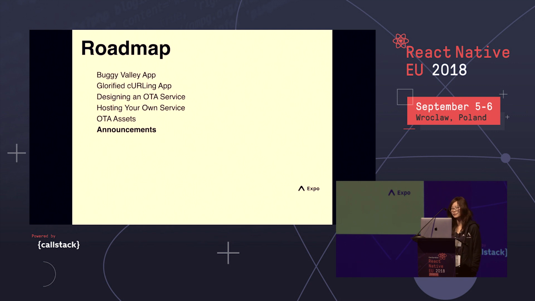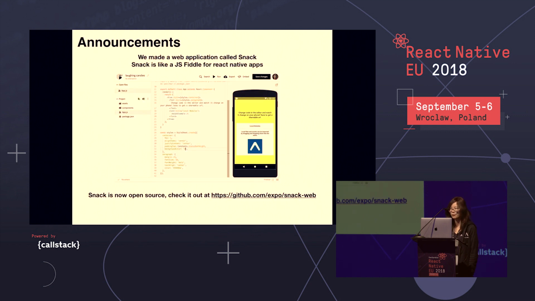All right, so we've talked about how over-the-air updates work, and I do have a couple of announcements to conclude the talk. A while ago, we made a web application called Snack. For those of you who've not seen Snack, Snack is like a JS Fiddle for React Native apps. Say, for example, I go to the Snack website and I make an app, a text editor shows up, and I make the background color yellow, and I can see it loading on my phone. I can type in blue in the text editor, and it hot reloads on my phone. And so that's basically Snack.